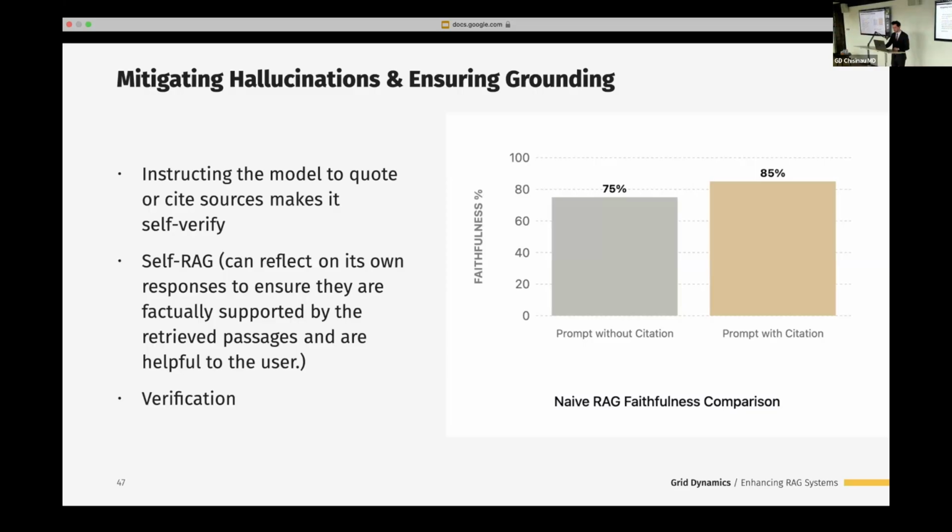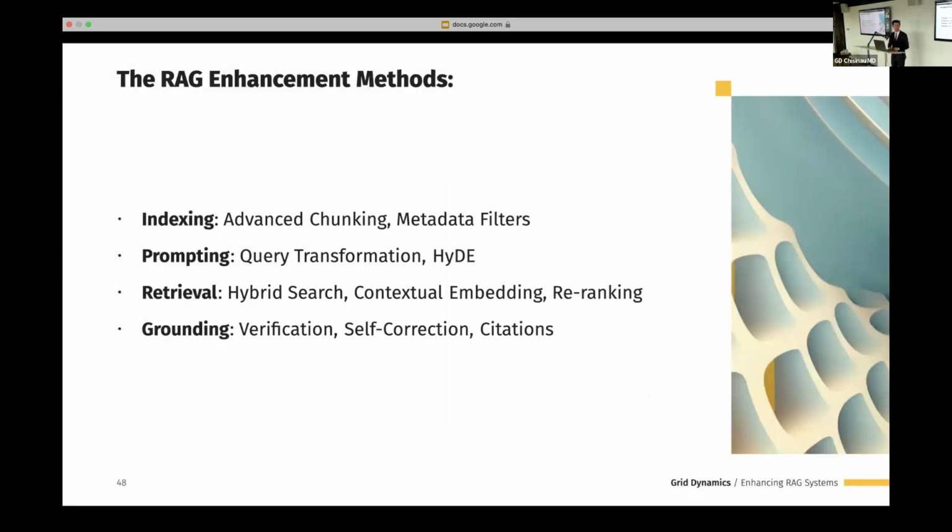So let's recap what we studied today. We have different methods for how we can improve our data. We used advanced chunking and metadata filters. For prompting, we used query transformation and hypothetical answer. For retrieval, we learned about hybrid search, context embedding, and rewriting. And for grounding, we learned about verification, self-correction, and citation.